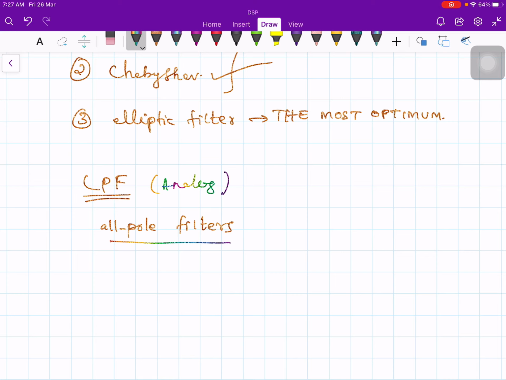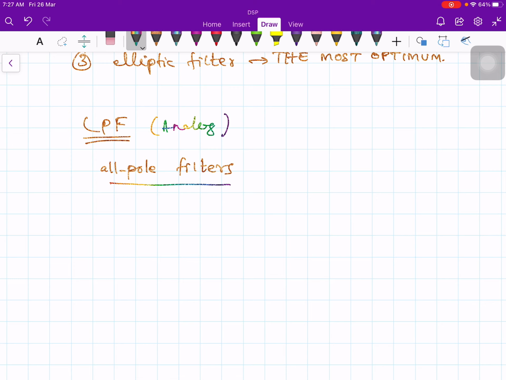There cannot be a filter without zeros. Yes, we will be having zeros, but those zeros will be cancelled with the poles. So the number of zeros and the number of poles should be the same for any transfer function. So there are zeros, but those zeros are all at infinity.